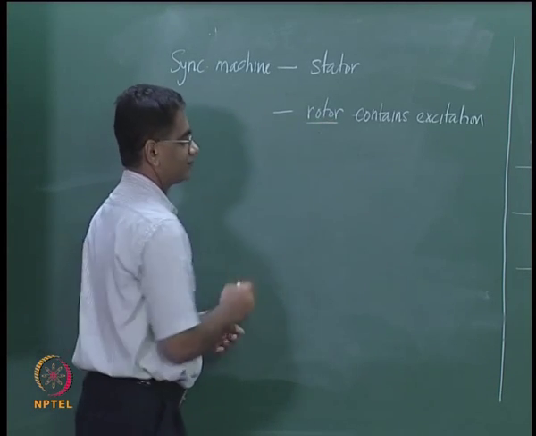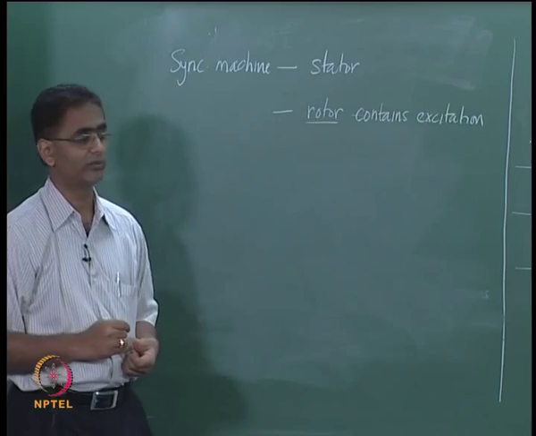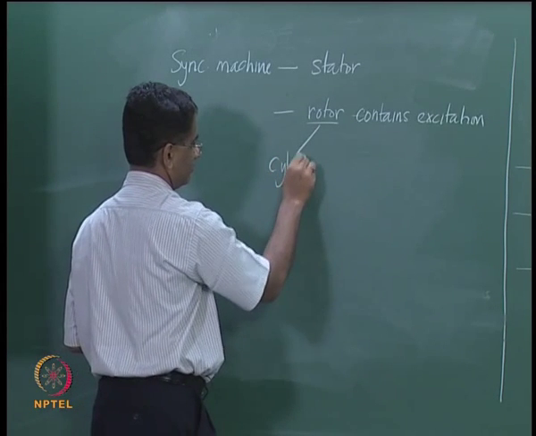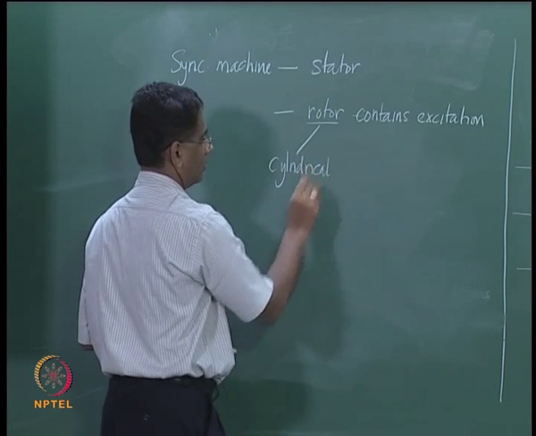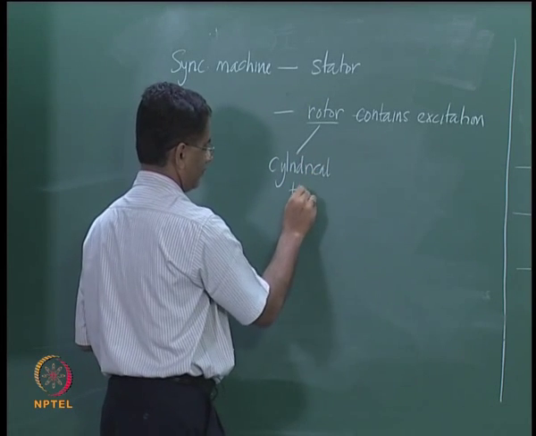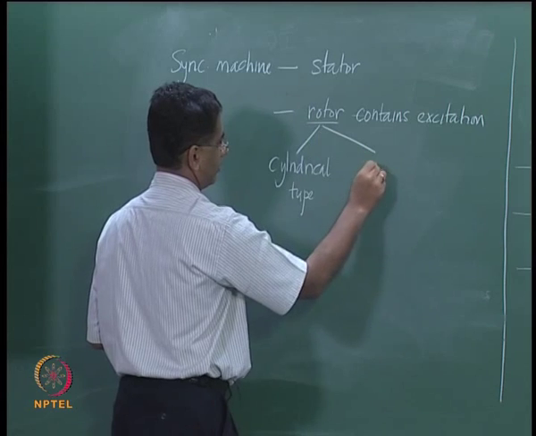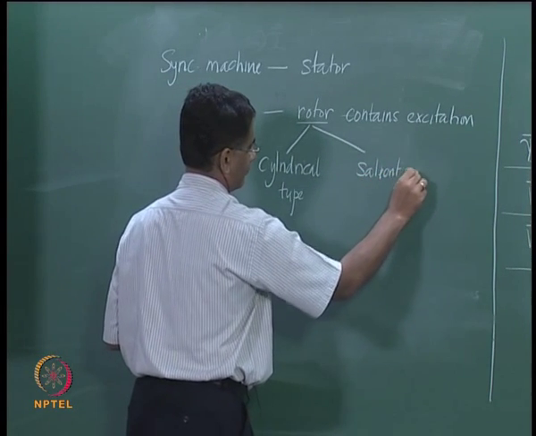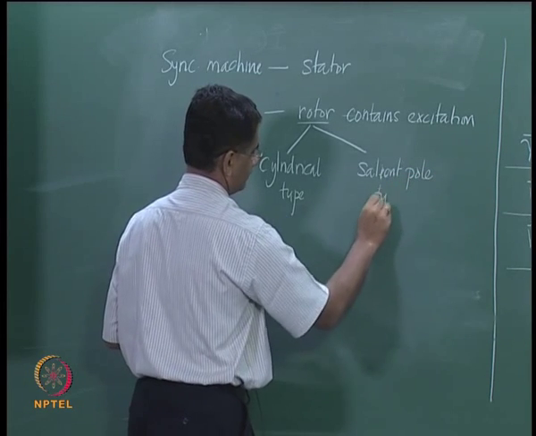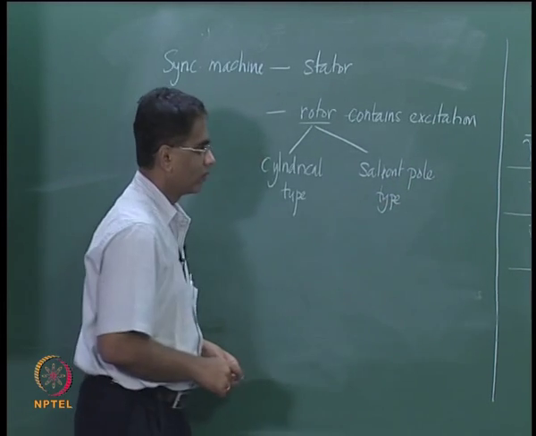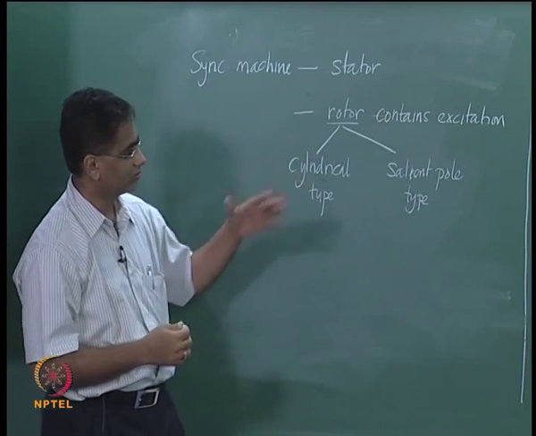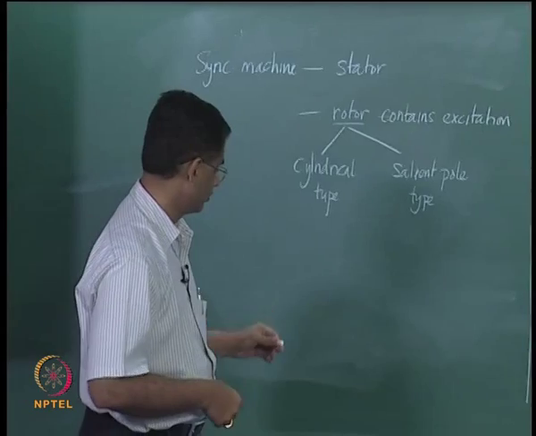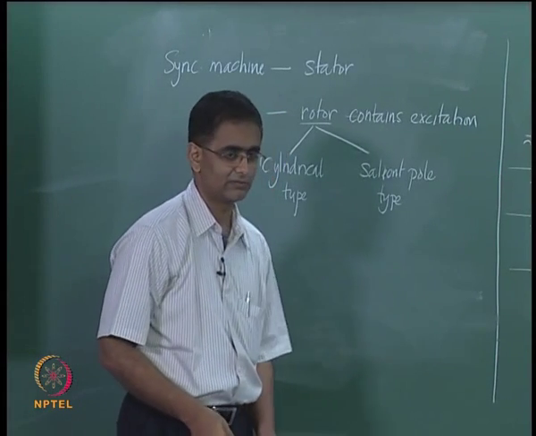And the rotor is of two types. The rotor can either be of cylindrical type, or it could be of salient pole type. We need to see how these two look like in order to develop the idea a little further, which I will show you by means of some images.